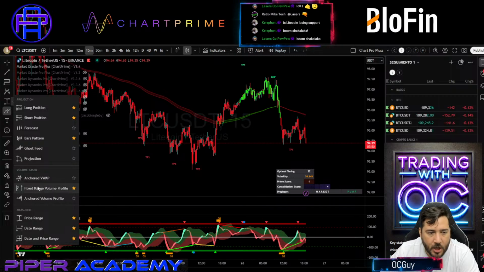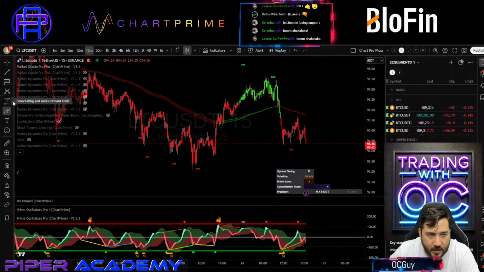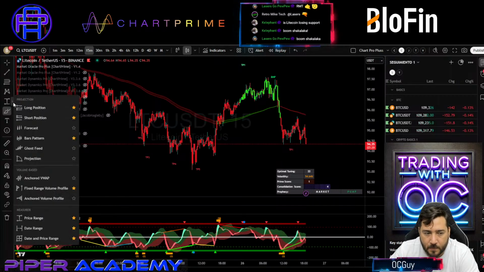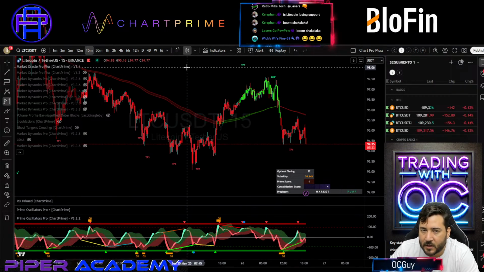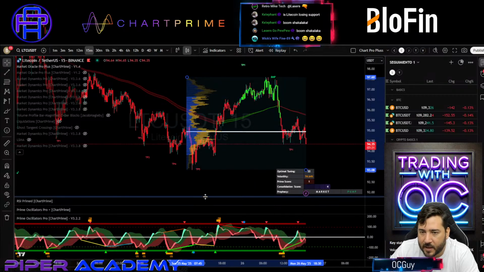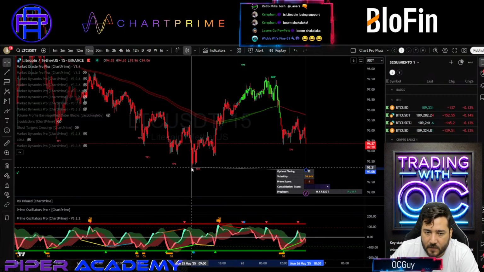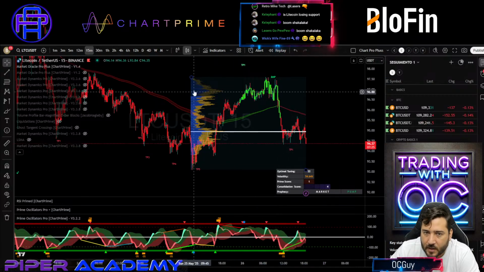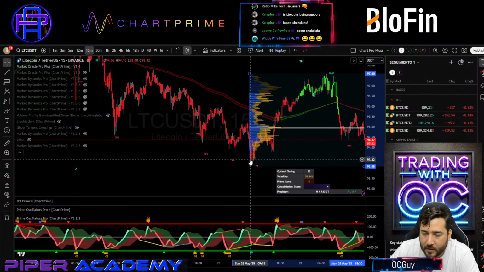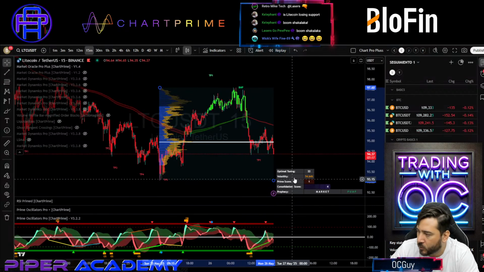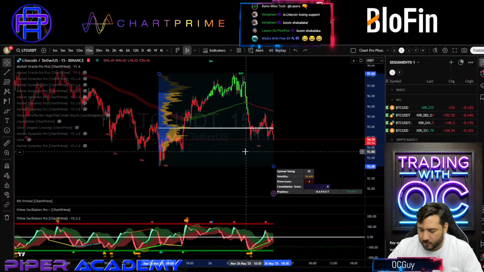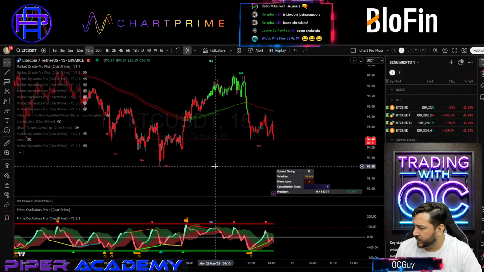Here is the fixed range volume profile right here. Down below, you click the little drop down arrow menu, and then you go to fixed range profile. It doesn't matter if you click at the top and then at the bottom. The point is that you select the section where you want to start measuring that volume. Perfect. We already know how to use it, essentially.